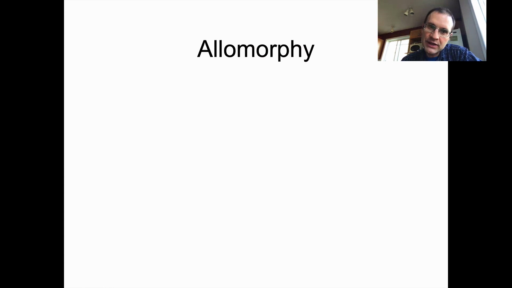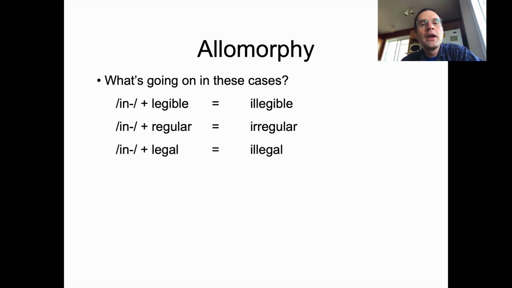But sometimes we get this phenomenon known as allomorphy. So we can add in to a word like legible, and then all of a sudden we get illegible. Or we can add in to regular, and then we get irregular. Or in to legal, and then we get illegal. We don't get inlegal or inregular or inlegible. That would be just weird. So what do you think is going on here?